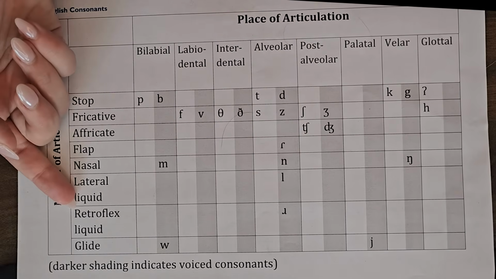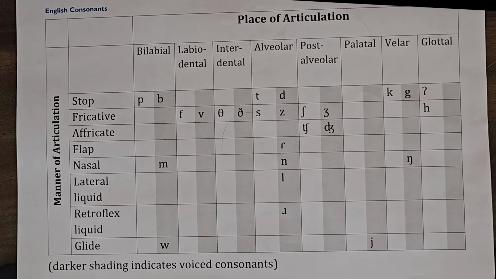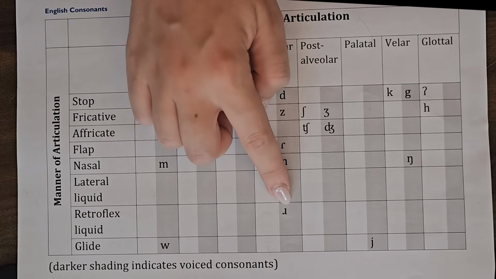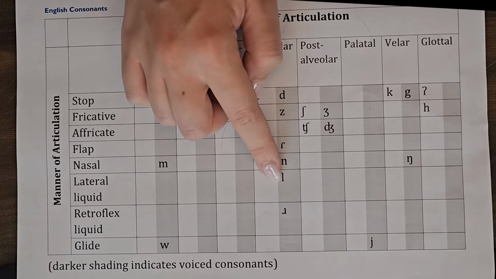A retroflex liquid is produced by curling the tongue up and releasing air through the sides of the mouth. In English, this is r.